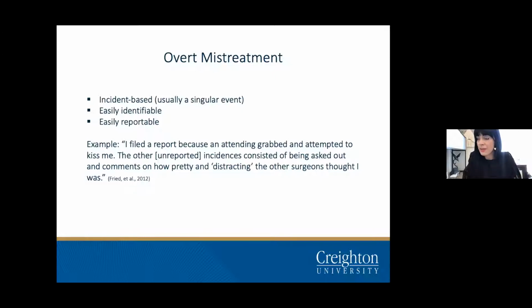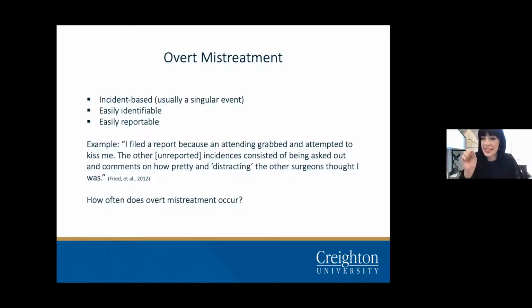But the latter part of this, I have received many reports. This is mistreatment. This is incident-based, easily identifiable, easily reportable. So while this is an extreme example, sometimes it's not that extreme, and I do have to kind of attend to issues related to this. So this is both mistreatment and sexual harassment.